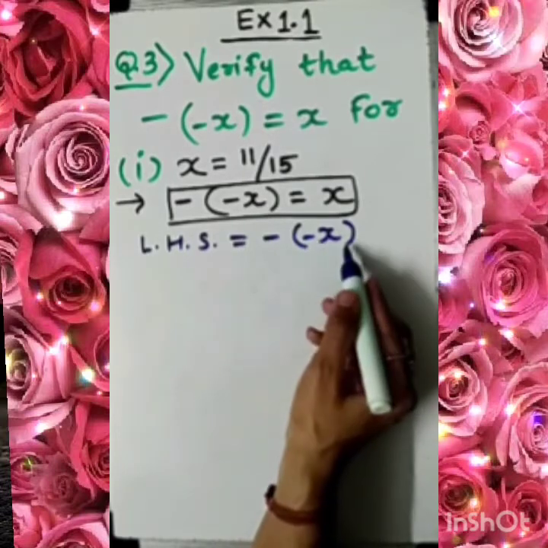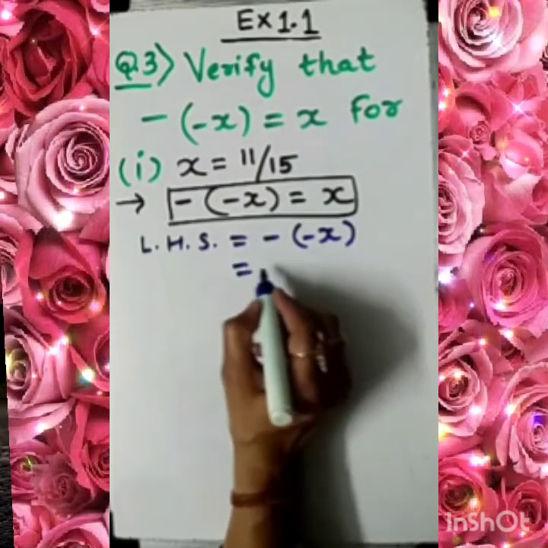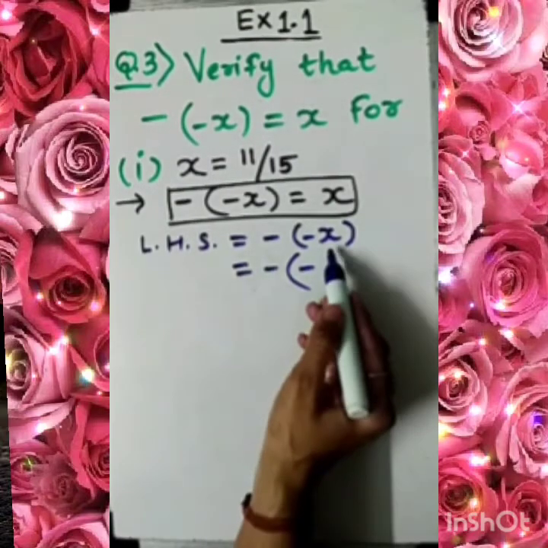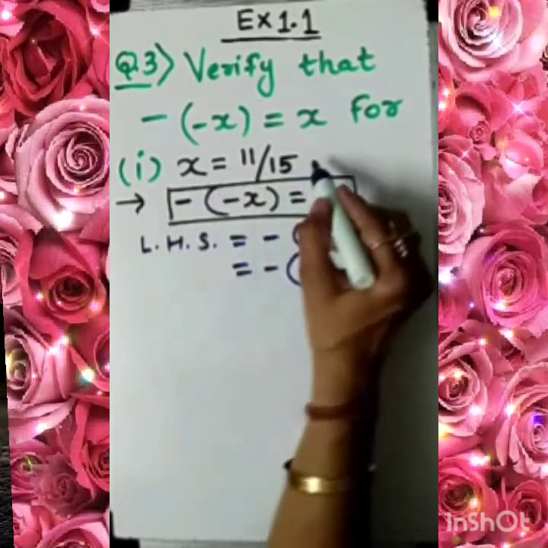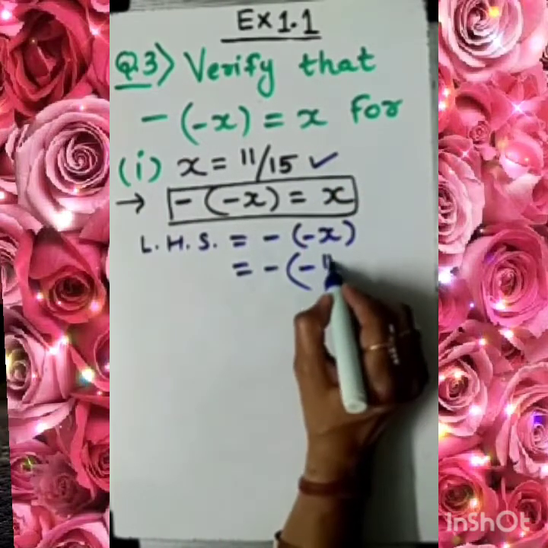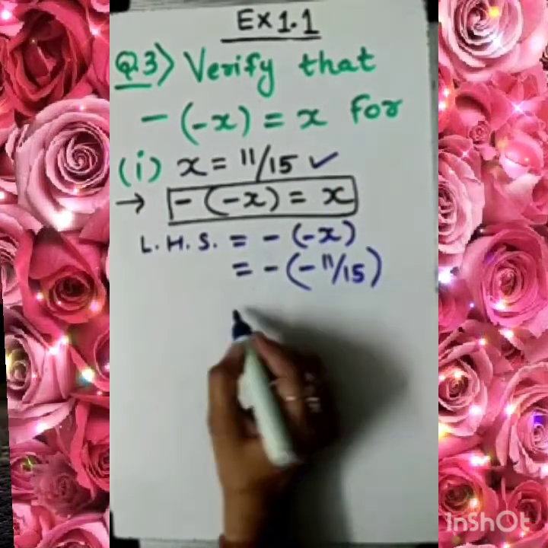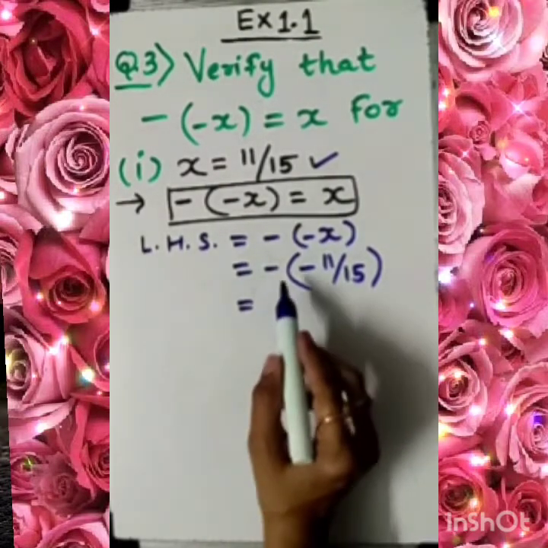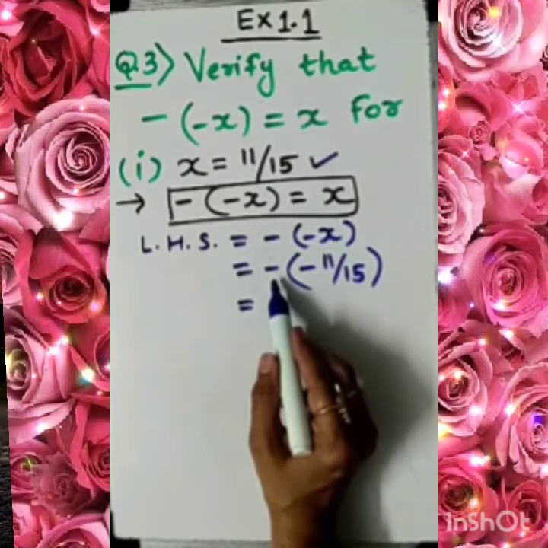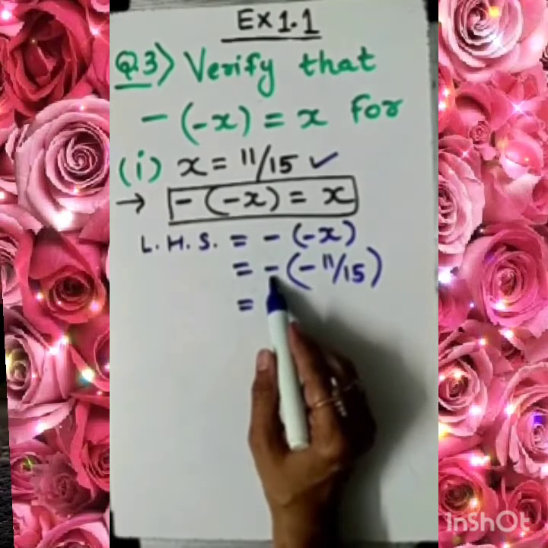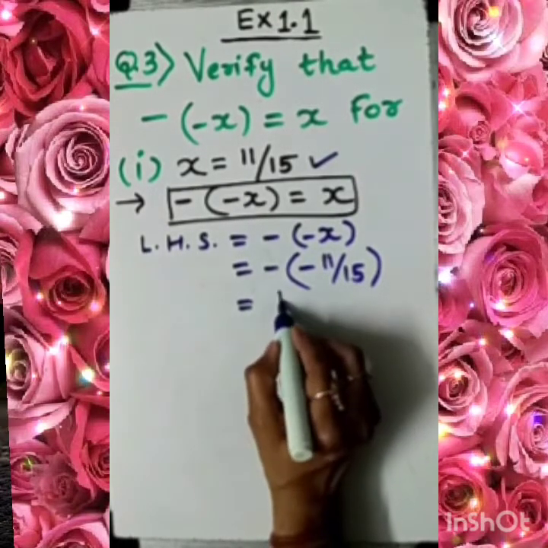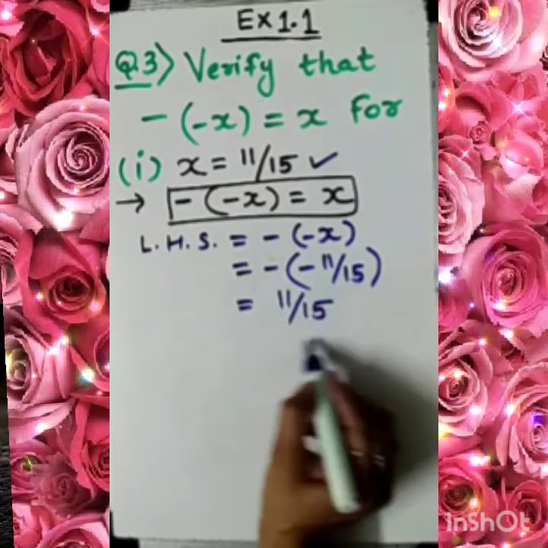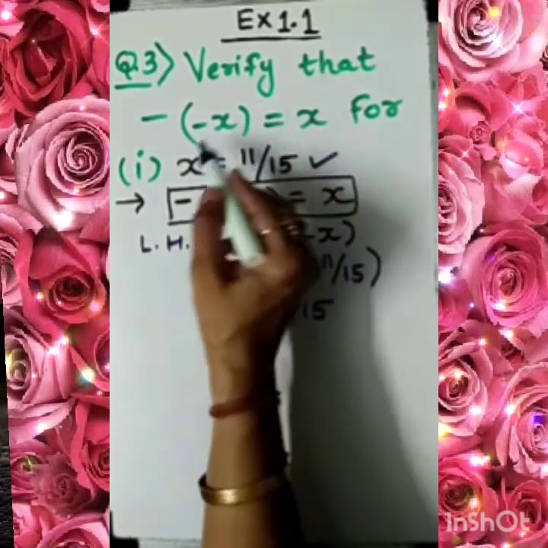Minus of minus x. Now dear student, minus is already there, and this is also minus I am writing. Now in place of x, I am putting the value, 11 by 50. Because outside the bracket we have minus, the term inside will become plus. So that is 11 by 50, and as you know, this is equal to x.